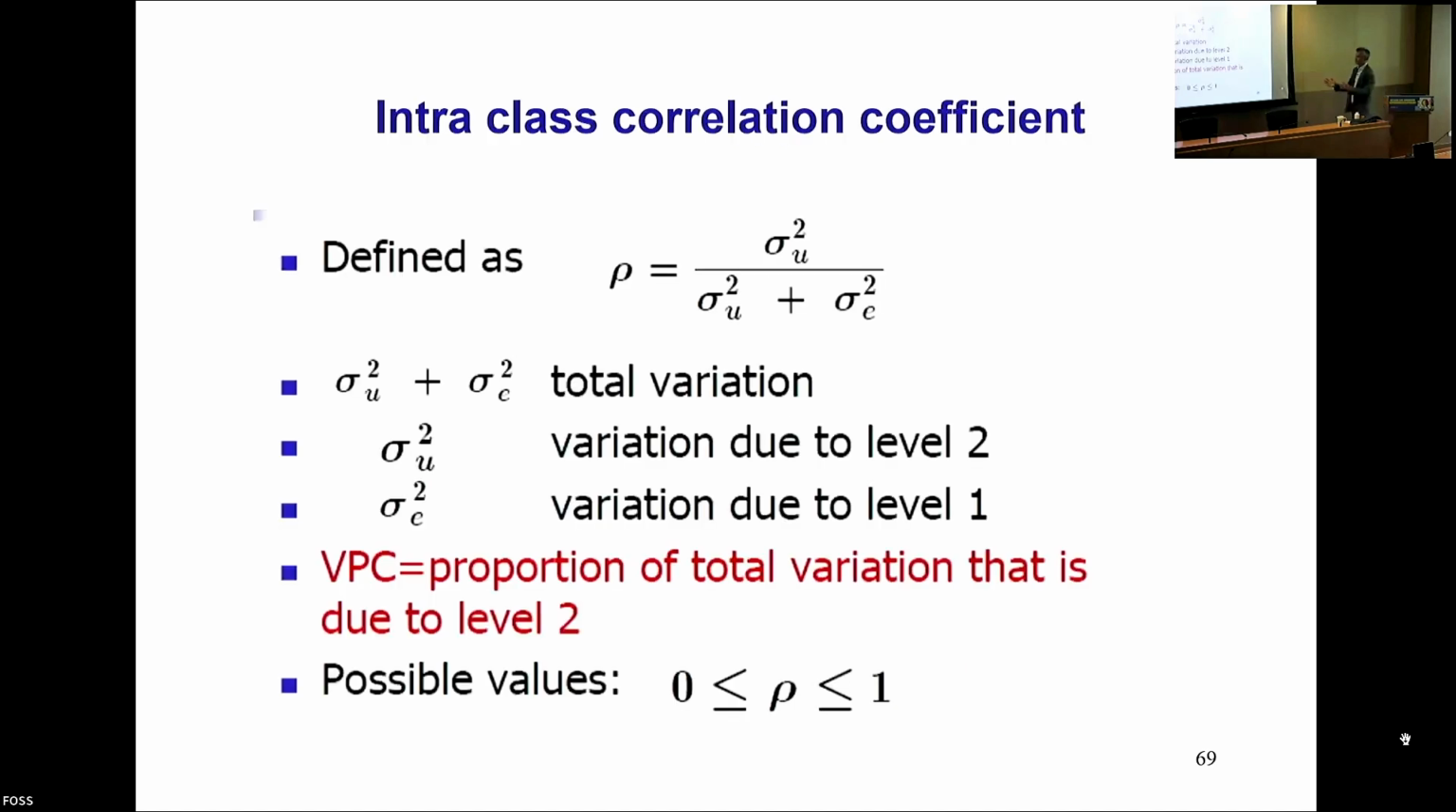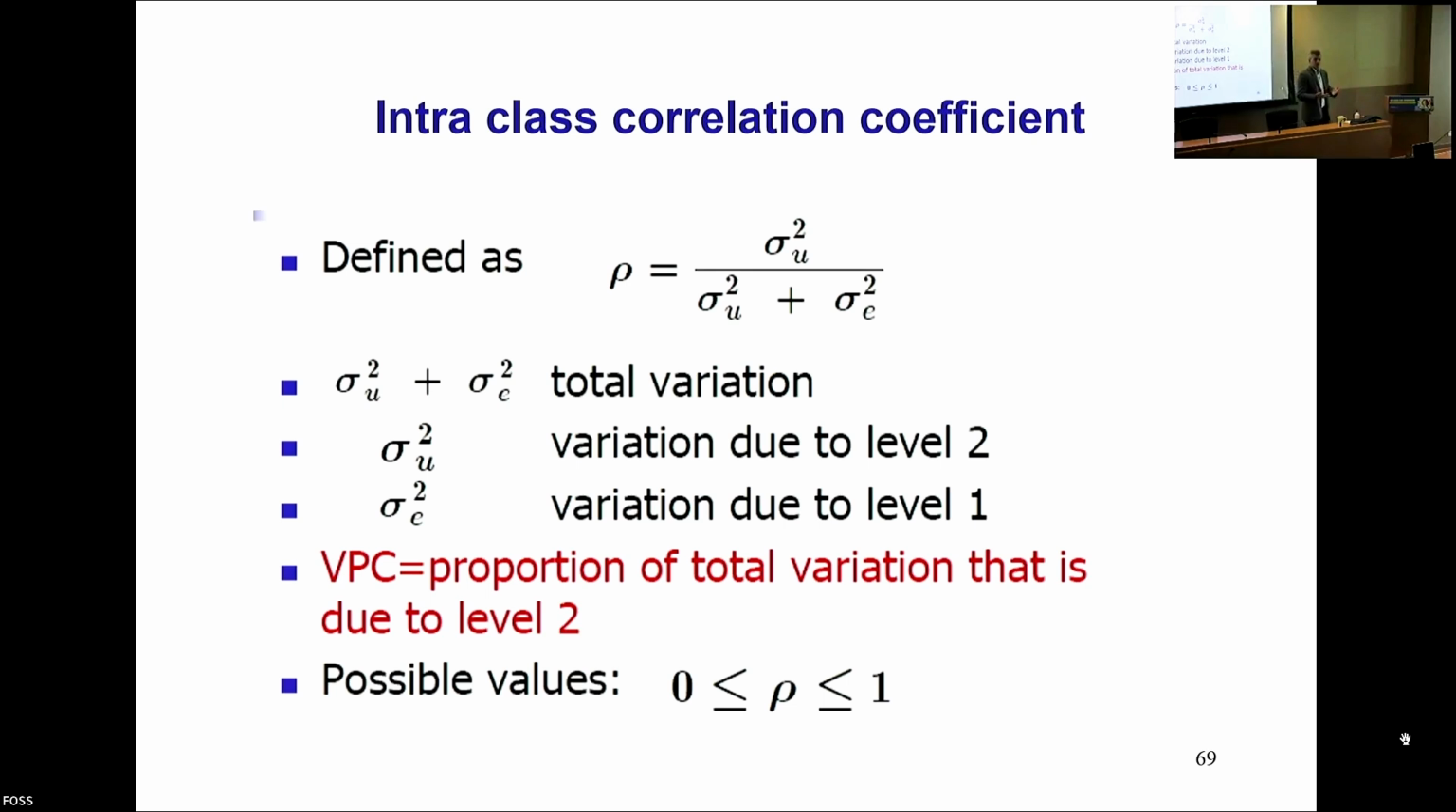So the intraclass correlation, or the VPC, is a very nice statistic to calculate, because it's like a correlation coefficient, except it doesn't go negative. It's always between 0 and 1, and so it's useful to calculate that in a multi-level model, because it tells us what proportion of the total variation is due to level 2. It's due to our higher level.